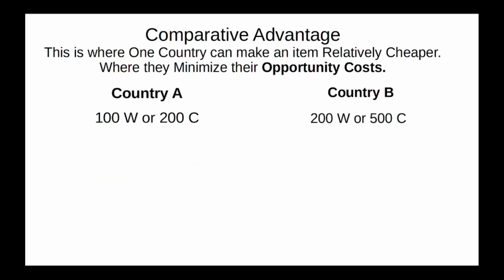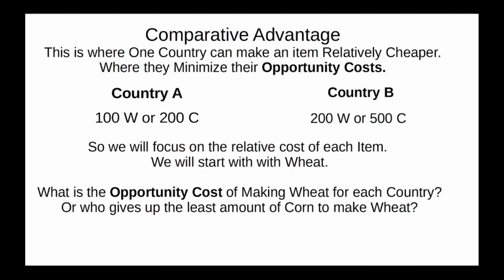Comparative advantage is where one country can do something relatively cheaper than the other. We try to minimize the opportunity cost here, and so for our first problem, we'll look at wheat, and we'll look at what is the cost of making wheat for each country. Basically, who gives up the least amount of corn in order to make the wheat.